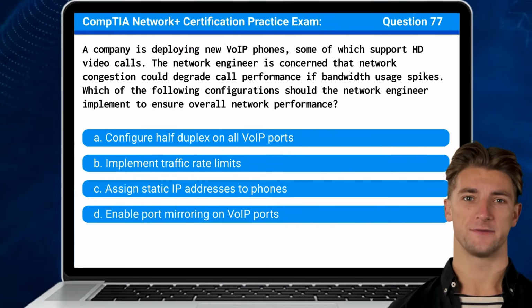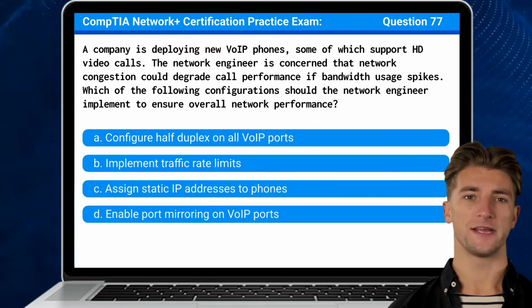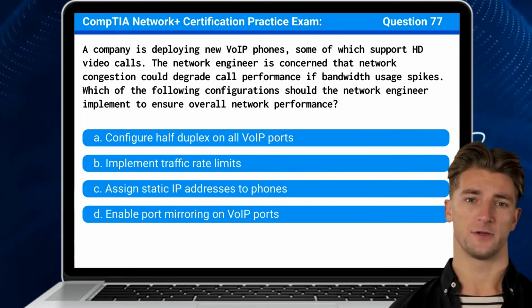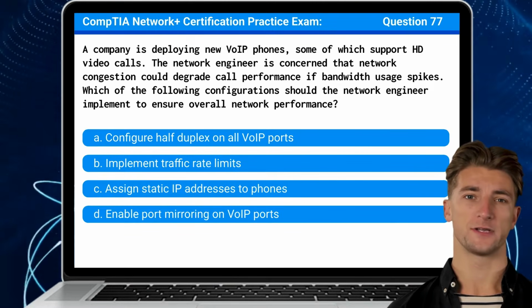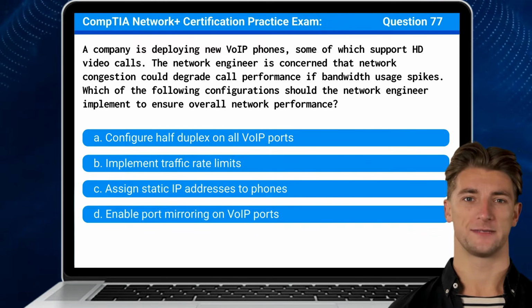Question 77. A company is deploying new voice-over IP phones, some of which support HD video calls. The network engineer is concerned that network congestion could degrade call performance if bandwidth usage spikes. Which of the following configurations should the network engineer implement to ensure overall network performance?